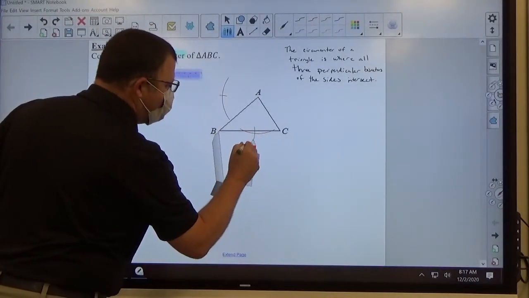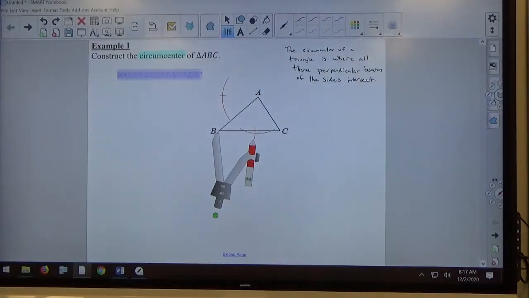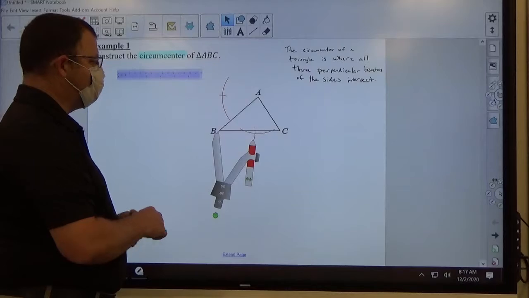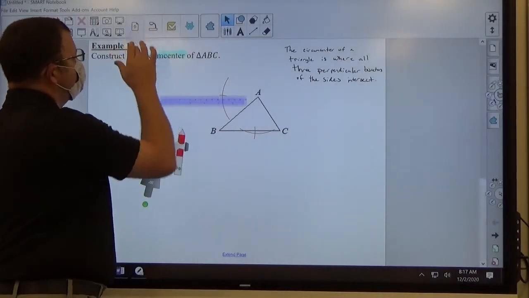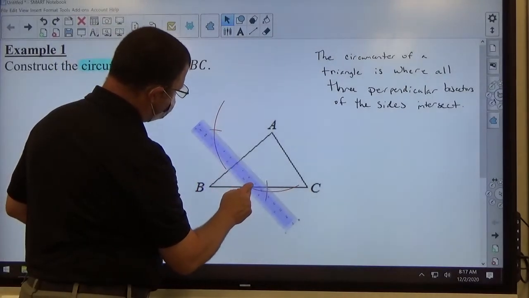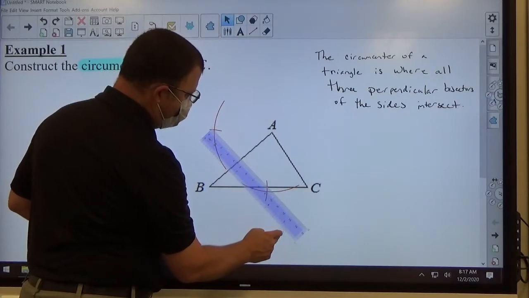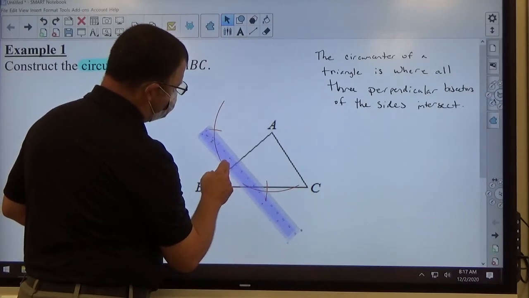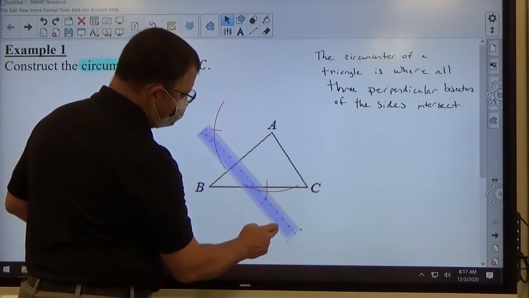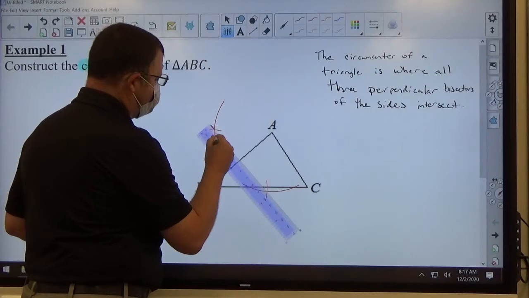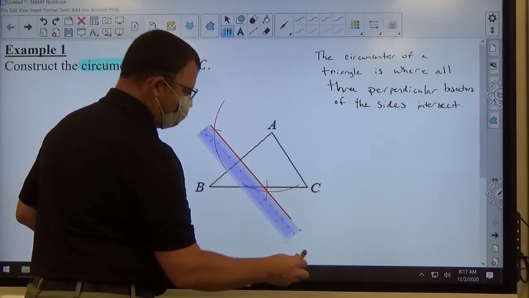My second arc I tend to have shorter because the first one I'm not quite sure where it's going to be, and the second one is pretty obvious. Where those arcs intersect represent points on the perpendicular bisector. So then I take my straight edge and line it up on those two points, and then just draw a straight line through, and that is the perpendicular bisector.